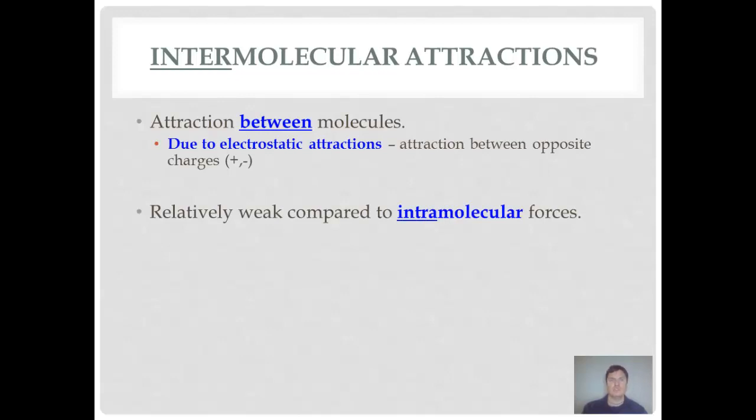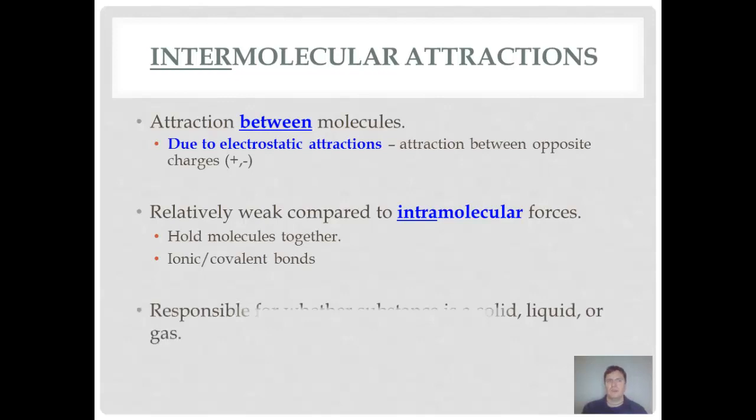Intramolecular bonds are the bonds that hold a single molecule together, either ionic or covalent. But they're relatively strong compared to these intermolecular bonds, which hold one molecule to another. It's these intermolecular bonds that determine the phase. They're relatively weak, so we can break these bonds, which results in a phase change. So it's these intermolecular bonds that are responsible for whether a substance is a solid, liquid, or a gas.